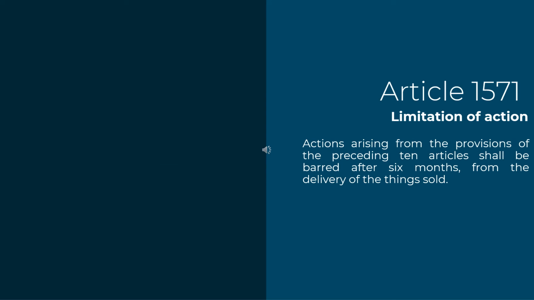So for Article 1571 naman, this tackles about limitations of action. The provision goes, actions arising from the provisions of the preceding 10 articles shall be barred after 6 months from the delivery of the thing sold. Now, the action for rescission of the contract or yung reduction ng purchase price prescribes 6 months from the date of the delivery of the thing sold. Now, this means that yung action shall be barred unless brought within the said period.